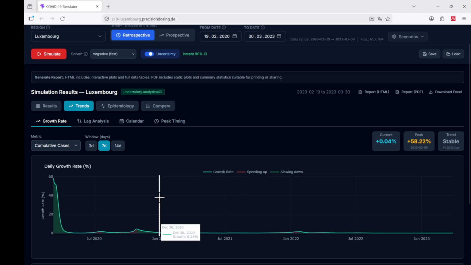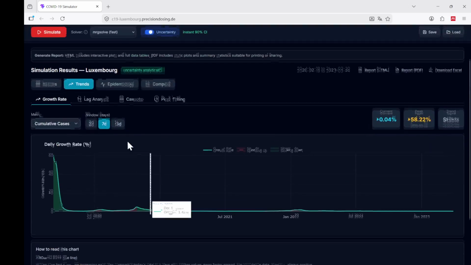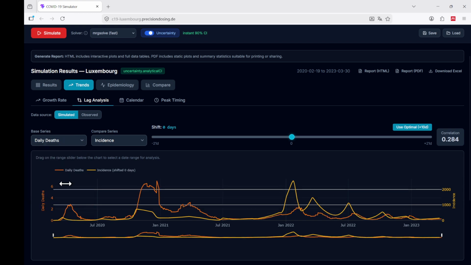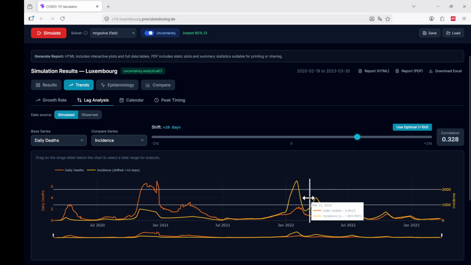In the lag subsection, you can analyze the time shifts between two metrics. Comparing, for example, daily deaths and incidents, we see that the calculated optimal shift is 10 days, and using the slider, you can see that with a 10-day shift, you optimize the correlation and overlay peak daily deaths and incidents.